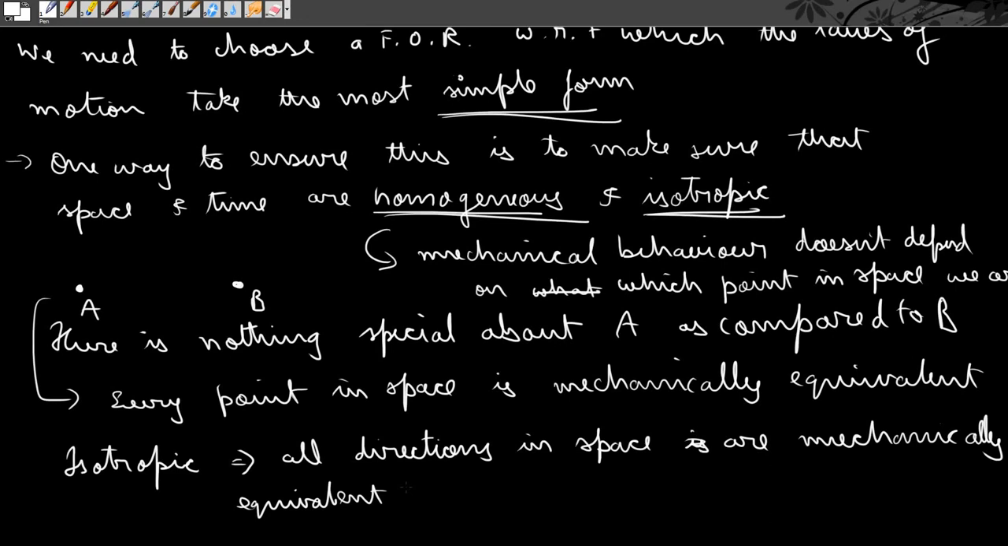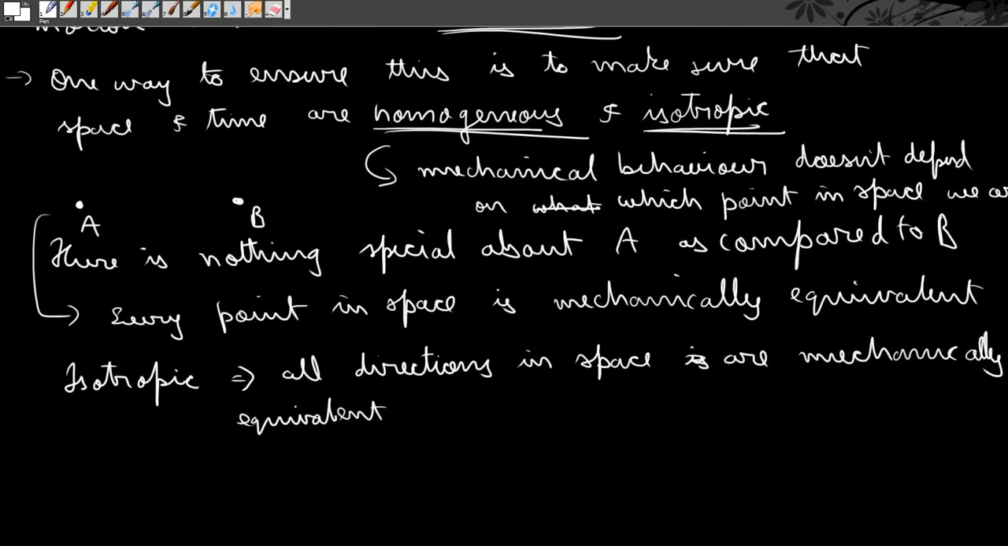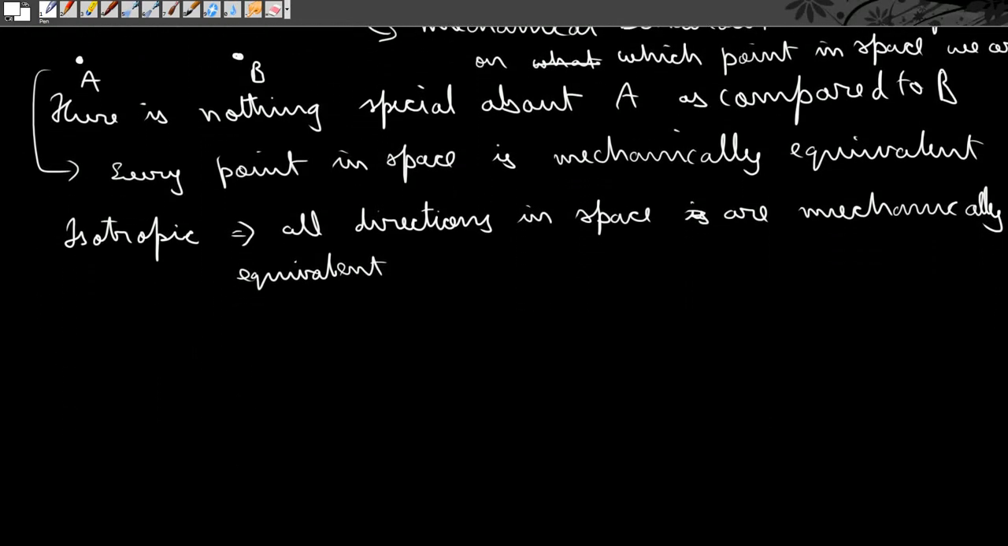Okay, so for example, if you consider a particle which is free and moving with a constant velocity along a particular direction, then the behavior of this particle is the same as a free particle which is moving in this direction. So mechanically they behave the same. So that is the meaning of the isotropic property of space.